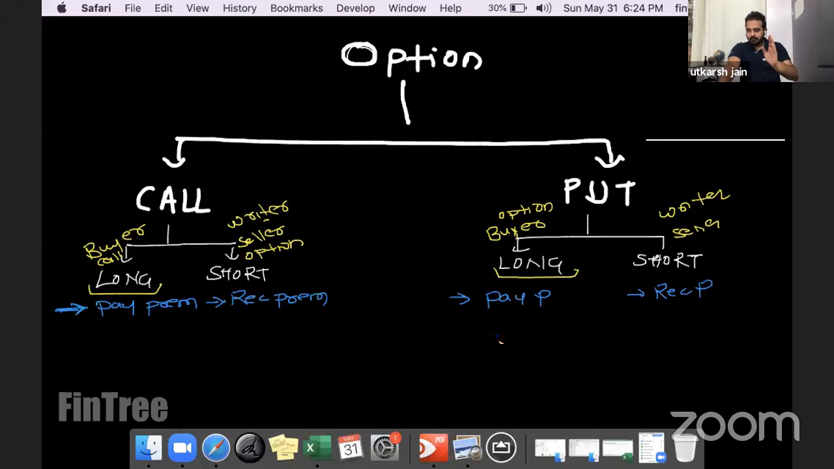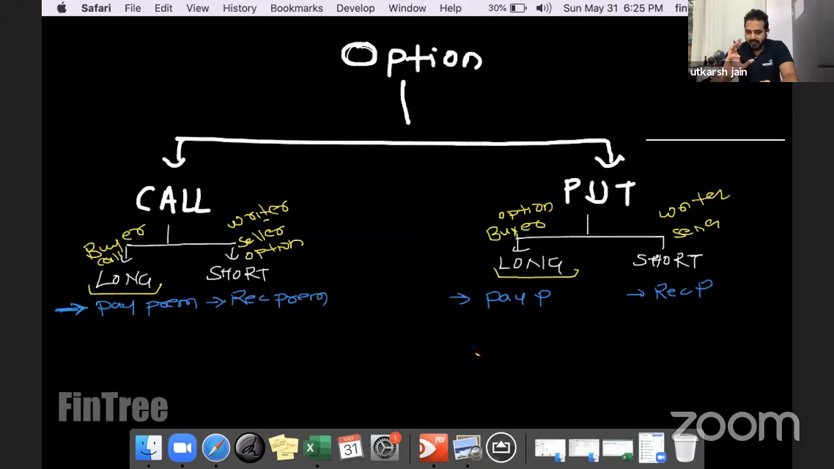Have I made a mistake, Hemant? Does it look wrong, or is this correct? What do you guys think? Long put, should he be paying or receiving the premium? It is correct.